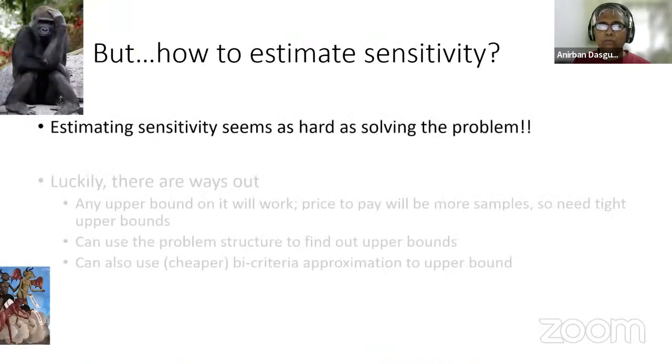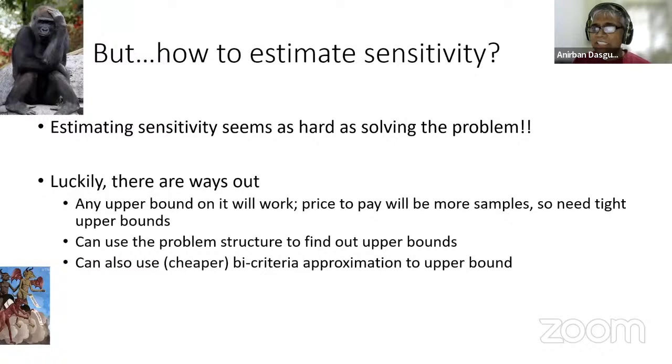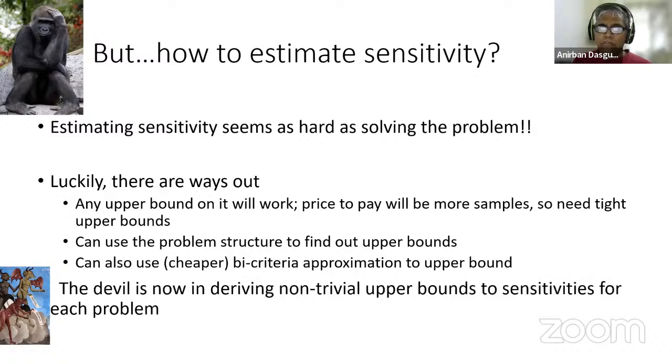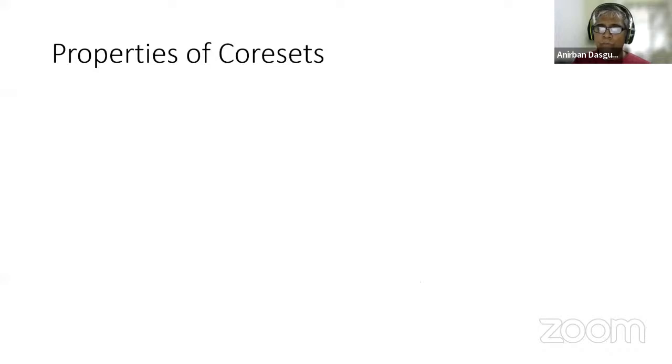Okay, but how to estimate sensitivity? Estimating sensitivity seems to be as hard as solving the problem. Luckily, there are ways out, and any upper bound on it will work. For certain problems, we can analyze the problem structure in order to find these upper bounds. And that is why we still have so many papers on coresets, to bound the sensitivity for each of these individual points. That's where the devil in each of these proof techniques is.